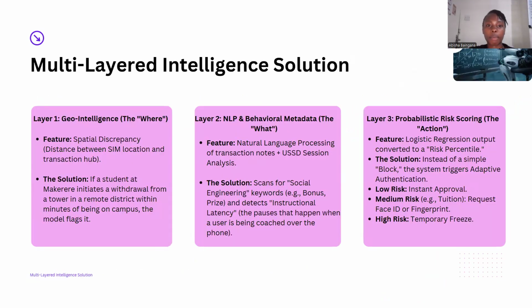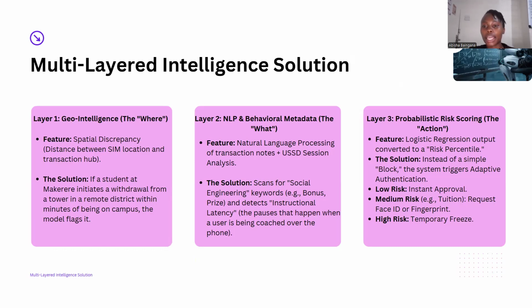So this is the proposed solution, which is a multi-layered intelligence solution, and we have three main layers. Layer one is geointelligence, which looks at where the transaction has taken place from. Moving on to layer two, we look at natural language processing and behavioral metadata, which is the what is taking place. For example, it scans for social engineering keywords such as bonus prize, and detects instructional latency, the pauses that would happen when a user is being coached over the phone by the fraudster.